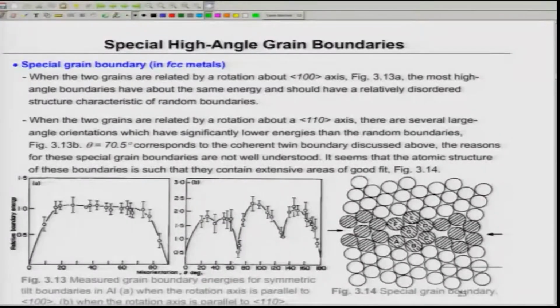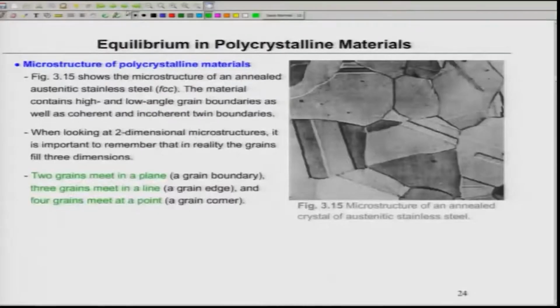You see here, this is a gamma plot again. This is the gamma versus relative boundary energies versus the orientations. You see, this is one low, another low, okay. And similarly, there is another low here. So these angles, this is 70.5, this is about 140, 141 actually, and the other one is about 178. So these angles, if the boundaries are related along the 1 1 0 axis, then they actually form very low energy boundaries in FCC crystals.